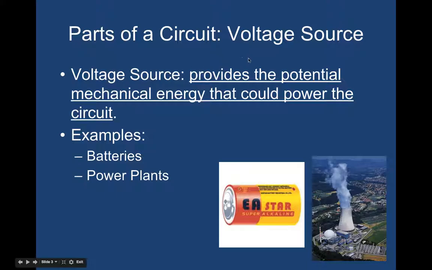Circuits have different parts. The main important part is you have to have a voltage source. So you have to have a source of electricity. This provides the potential mechanical energy that could power the circuit. If you're going to have a flashlight, it has to have batteries that work. If you're going to flip on a light switch in your house, you have to have a source of electricity from somewhere.